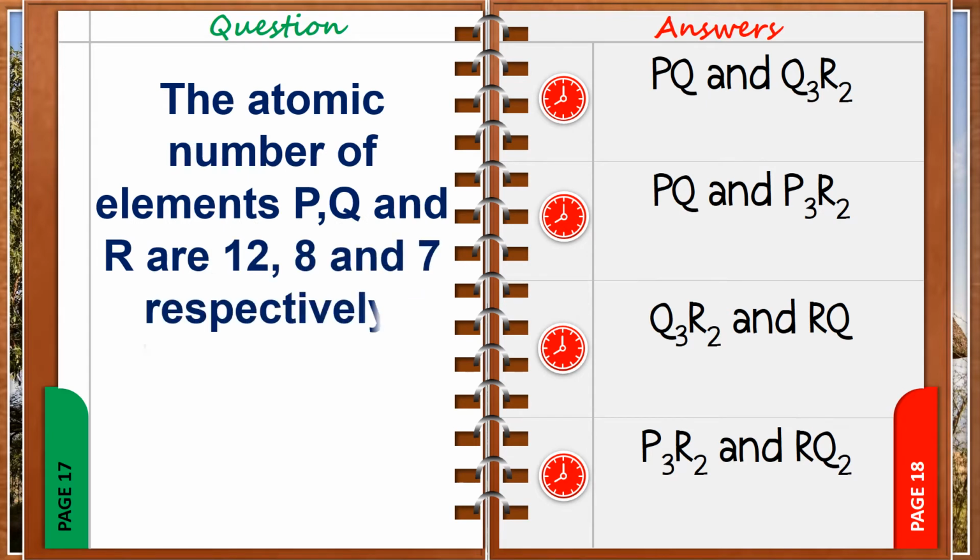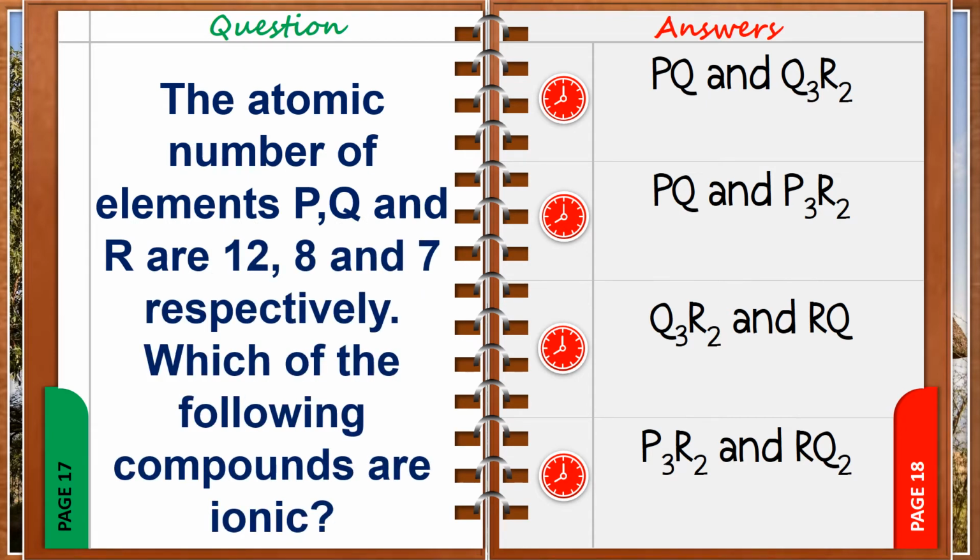The atomic numbers of elements P, Q, and R are 12, 8, and 7 respectively. Which of the following compounds are ionic? PQ and P3R2.